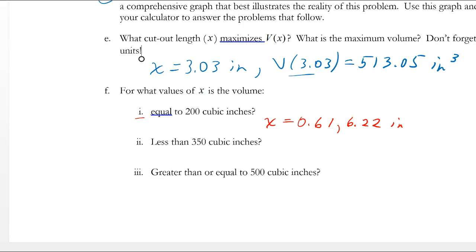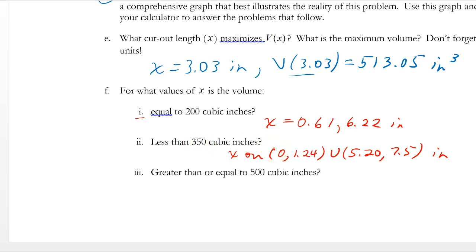And so we've got two intervals to write down here to answer part 2, and we need to let x go from 0, but not equal to 0, to 1.24, and that's in union with a second interval, 5.20 inches to 7.5, and not including 7.5. And again, the units are inches for these x values. So those are the x values that give us a box with less than 350 cubic inches.